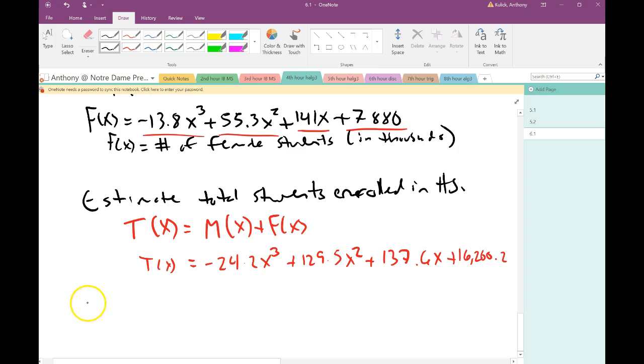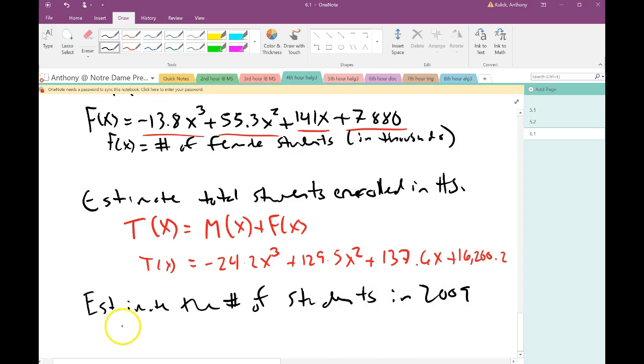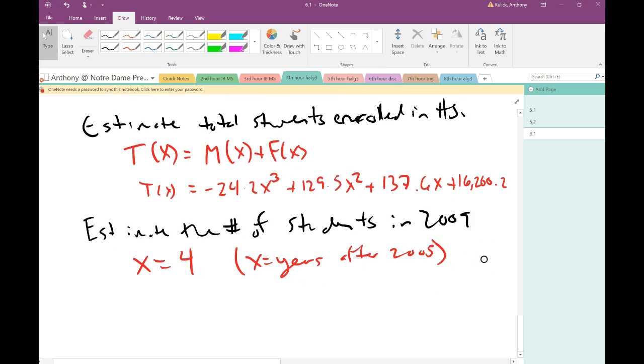And then I could ask something like, estimate the number of students in 2009. That means x is going to be 4, because x is years after 2005, as it was defined. So 2009 is 4 years after. I just plug this in above, and when I type that into my calculator, I get about 17,274.